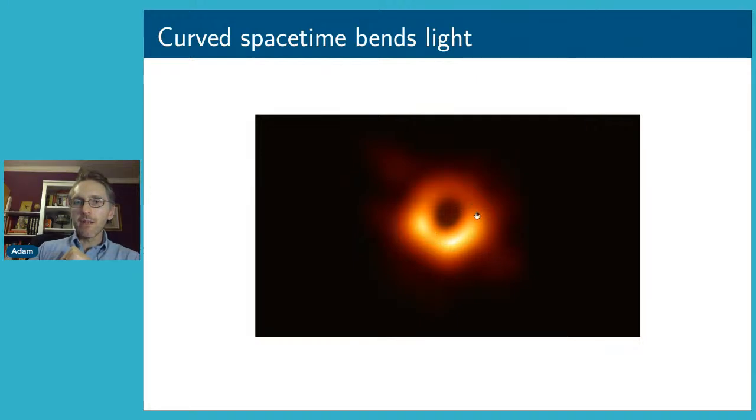So what we are seeing, for example, this light here is actually light that started from behind the black hole, right directly behind it, and passed over the top and then came towards us. So the path of the light gets curved by the presence of the black hole, the gravity of the black hole. And so what we are seeing here is what's behind the black hole.